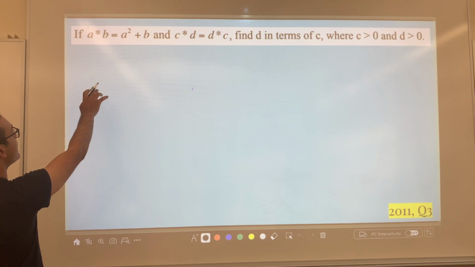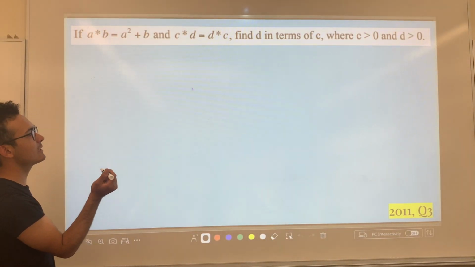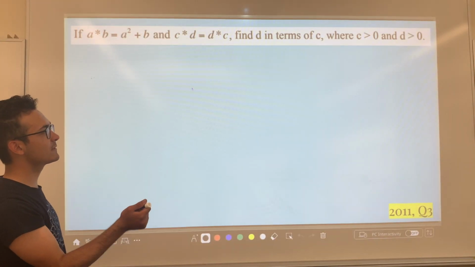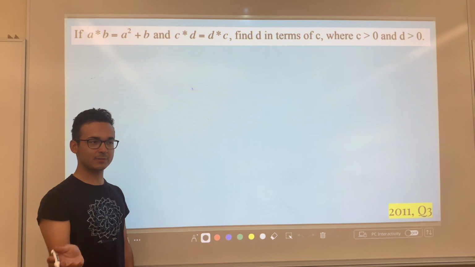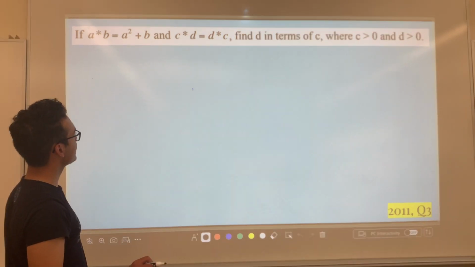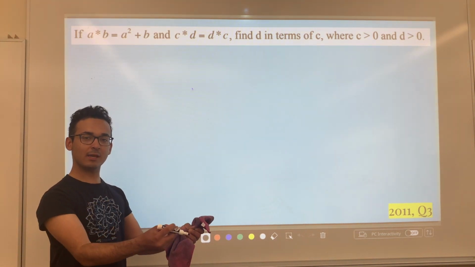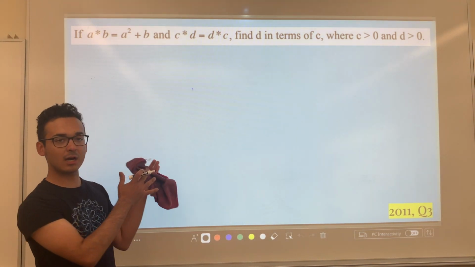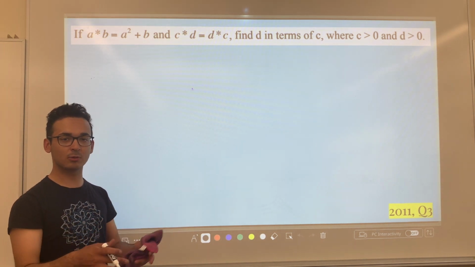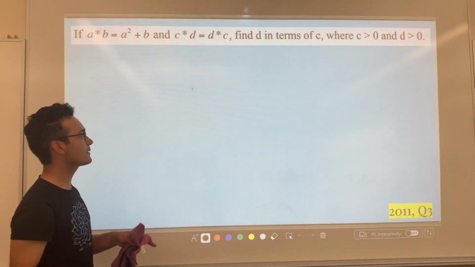If a star b is equal to a squared plus b, and c star d is equal to d star c, find d in terms of c, where both of the variables are greater than 0. This is a weird one, but it's not telling you to plug in any values to the equation they define. It's not telling you to plug in 2 or plug in 4. Instead, we're plugging in variables. So let's just see how this goes.